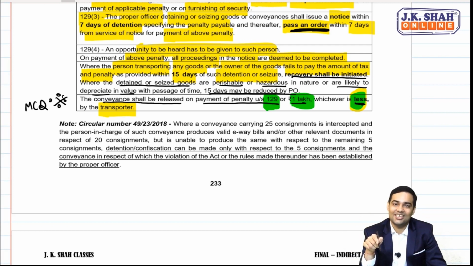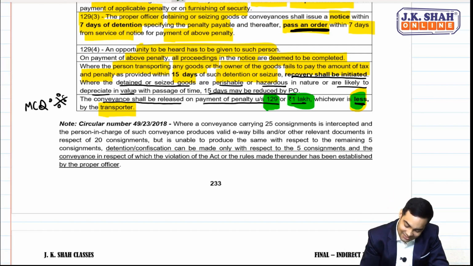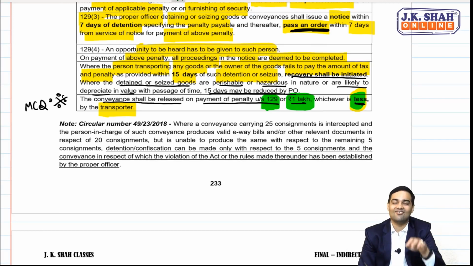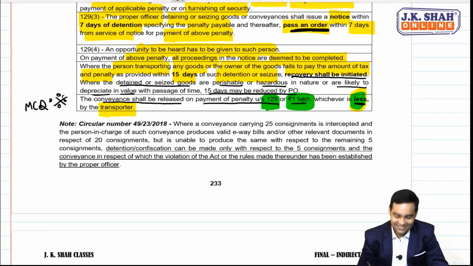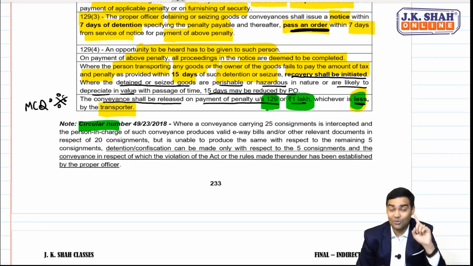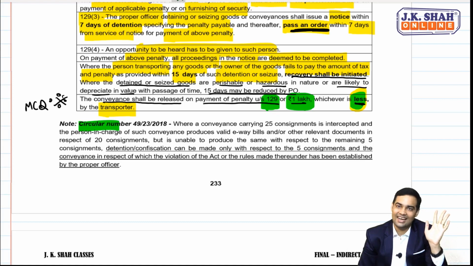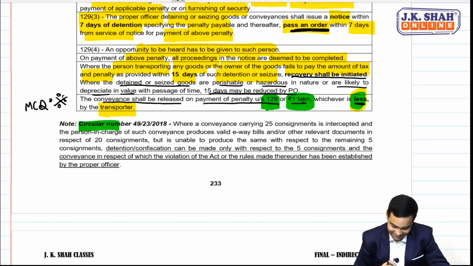Truck will also be detained because truck will be released only on payment of 129 penalty or 1 lakh, whichever is lower. That's what this circular said. Again, important. If 5 consignments did not have it, then only those 5 consignments will be held. Okay.